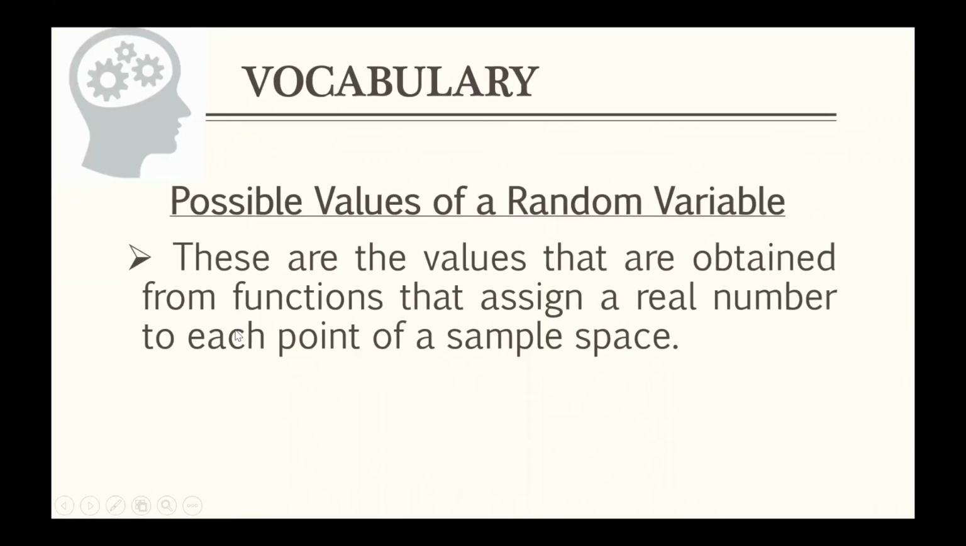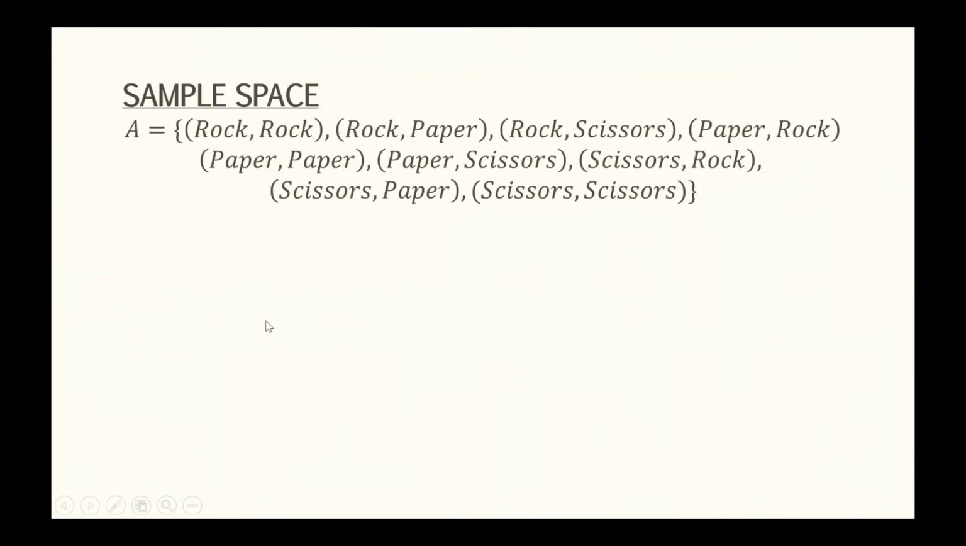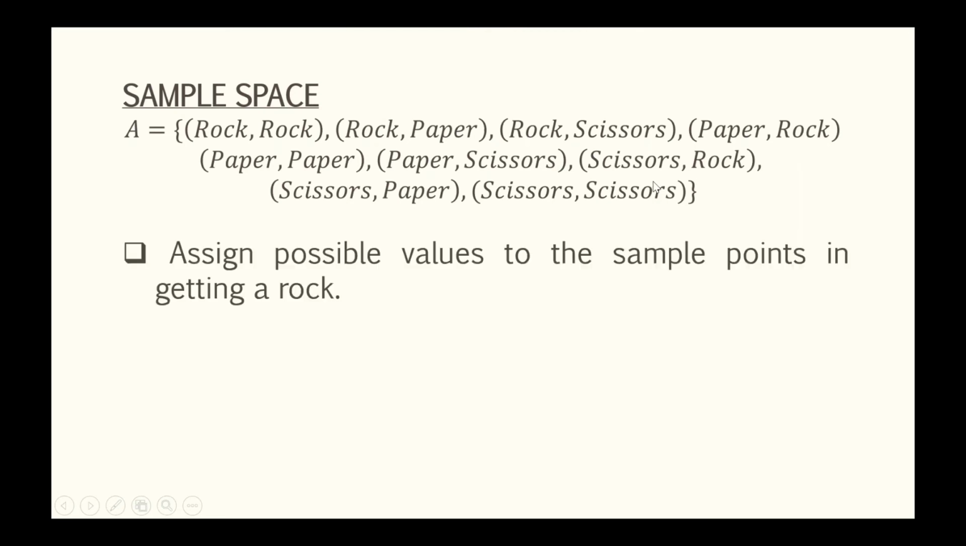Another term: possible values of a random variable. These are the values that are obtained from functions that assign a real number to each point of a sample space. So from the sample space in our previous experiment, we have the rock, paper, scissors. We have the sample space A. All the outcomes are here.